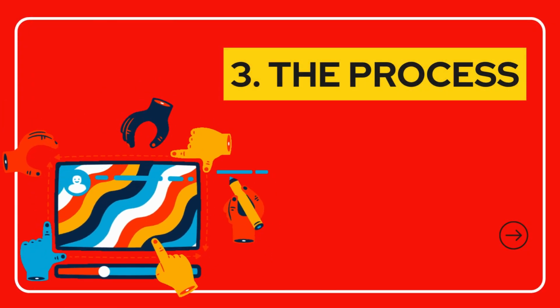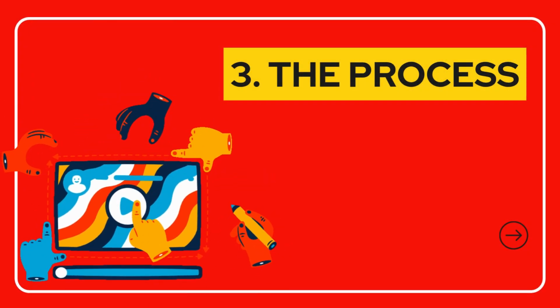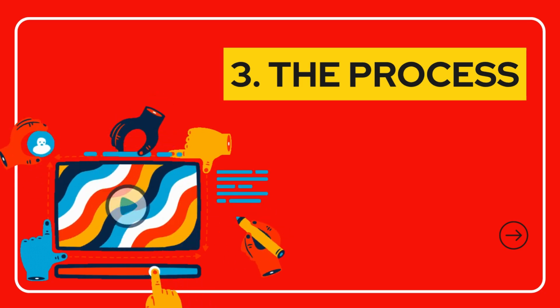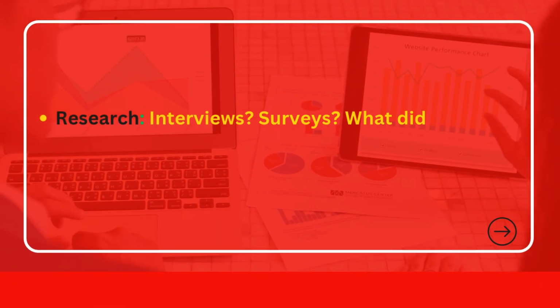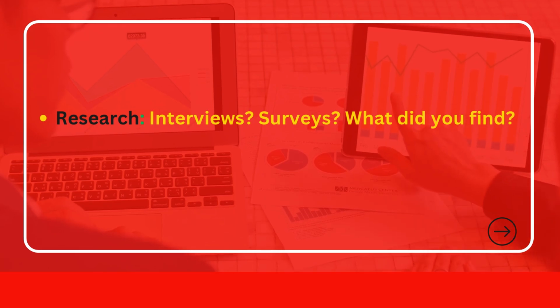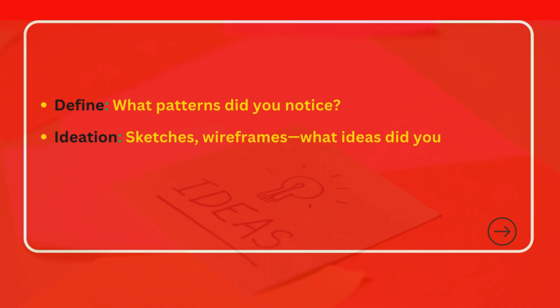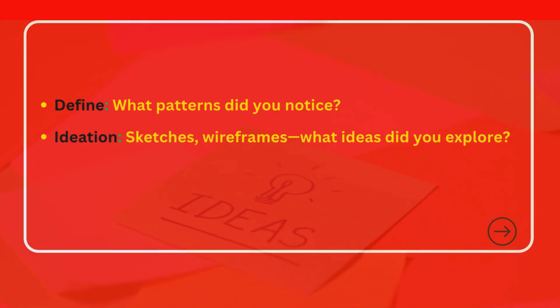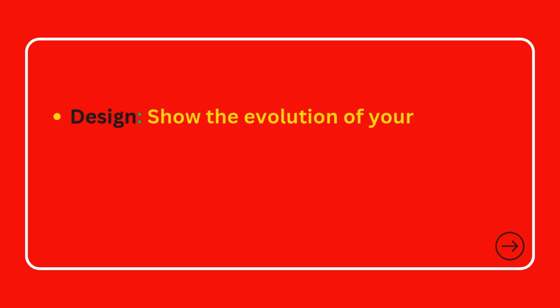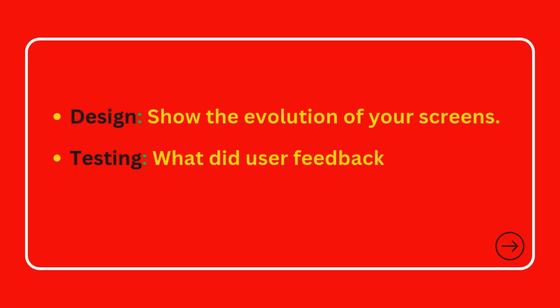3. The process. Here's the heart of your case study. Break your process into clear phases. Research, interviews, surveys. What did you find? Define. What patterns did you notice? Ideation, sketches, wireframes. What ideas did you explore? Design. Show the evolution of your screens. Testing. What did user feedback change?